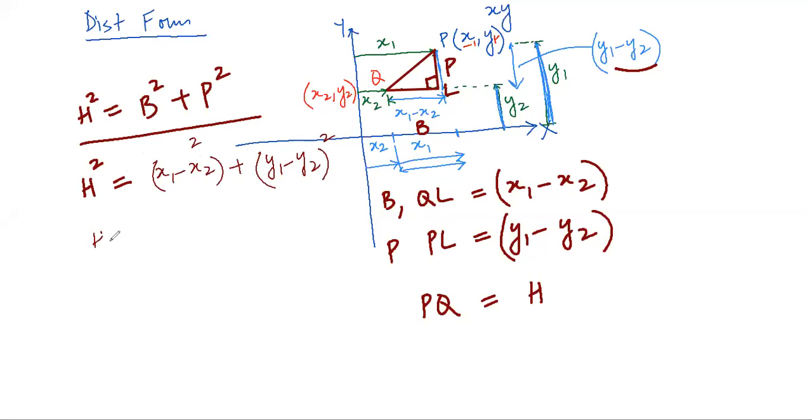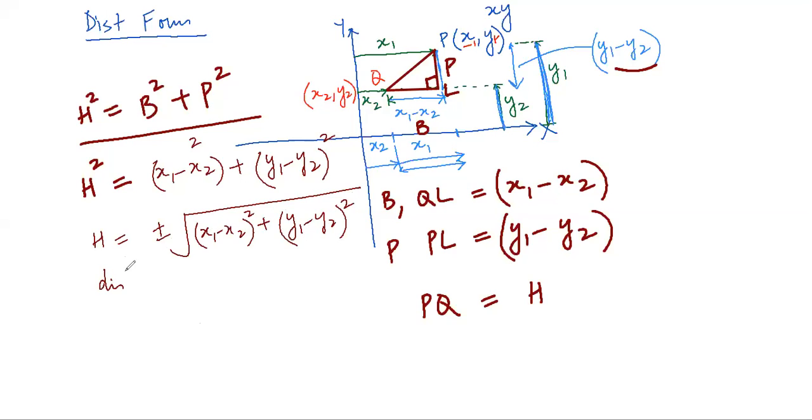So obviously what will be h? It will be plus minus under root x1 minus x2 whole square plus y1 minus y2 whole square. But we will not take the minus sign, students, because distance we will take as positive. Distance between 2 points we will take as positive. So h will be equal to the positive root.